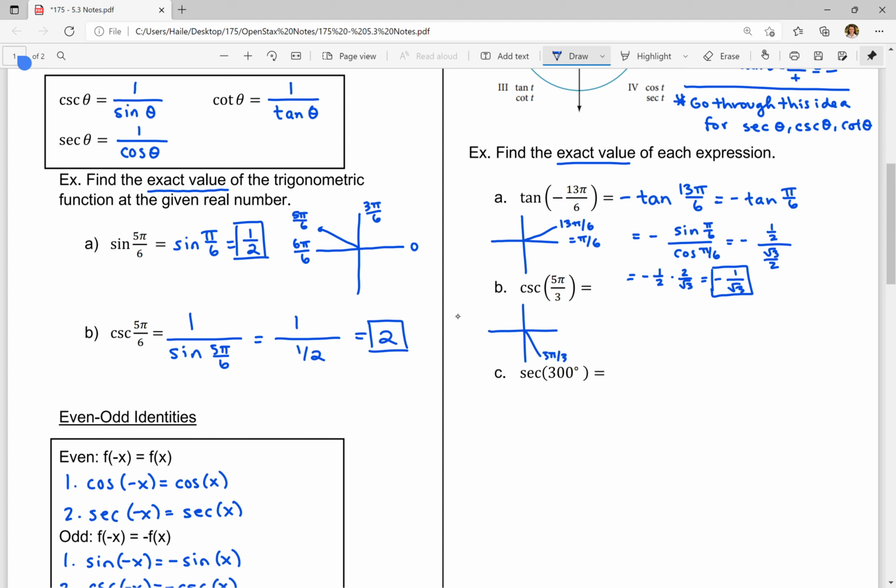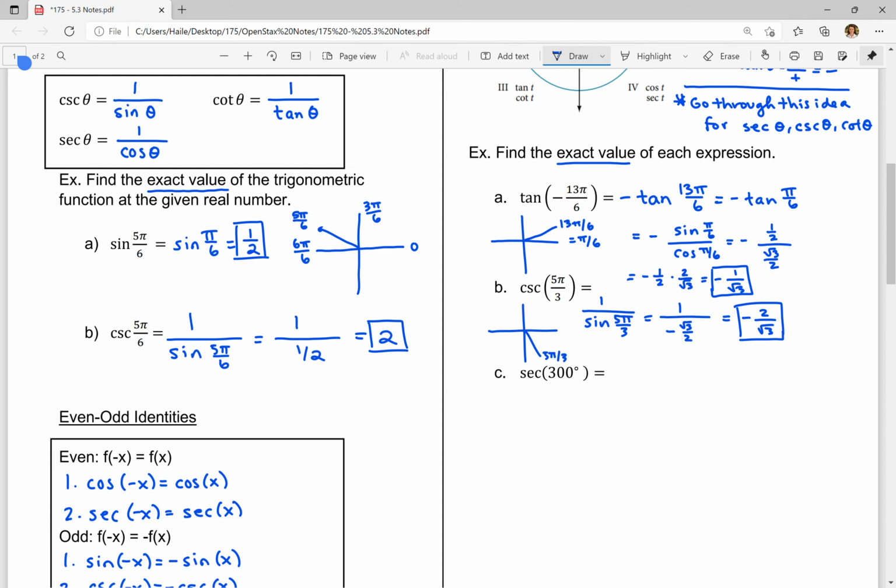Okay, so the first thing we can do is we know that cosecant is the same as 1 divided by the sine of 5 pi over 3. So our problem becomes, well, what is the sine of 5 pi over 3? So we know that this is just going to be the sine of pi over 3, but in the fourth quadrant, so it's going to be the negative. So the sine of pi over 3 is square root of 3 over 2, but we're going to make that negative. So when we divide these, we're just going to get negative 2 divided by the square root of 3. So this would be the cosecant of 5 pi over 3.